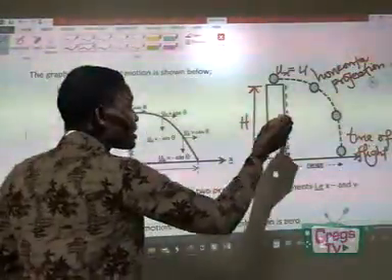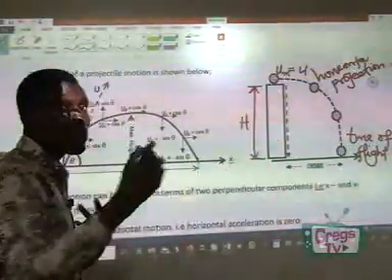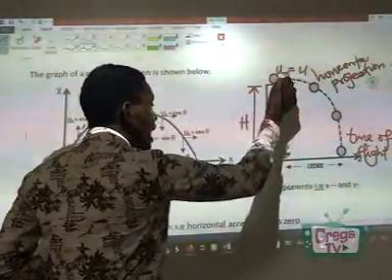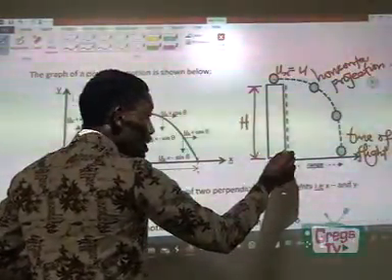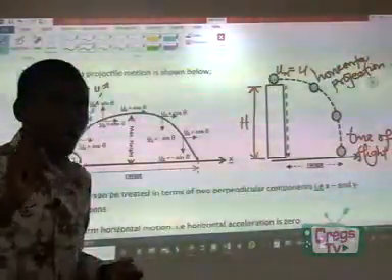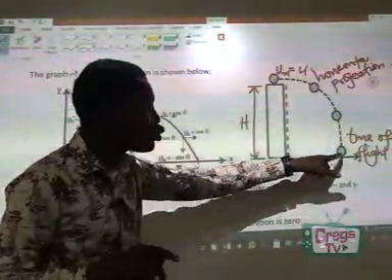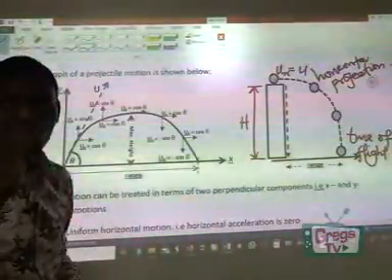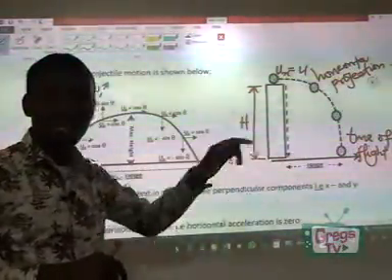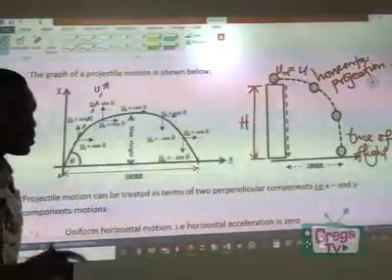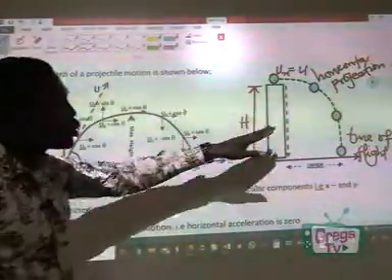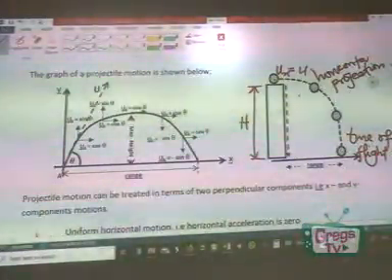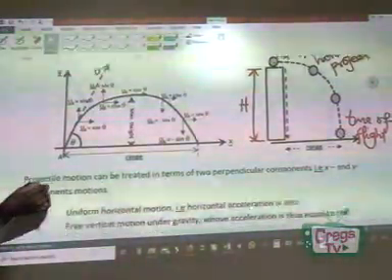Another thing is this. If a body is here, let's assume you have two bodies. One is allowed to move this way, and the other one is allowed to drop directly from the top to the ground. It will interest you to know that these two bodies will get to the ground at the same time, provided there is no air resistance. Please, that is a key word. So as we move on, I'll be deriving some formulas for this. So let's leave that.